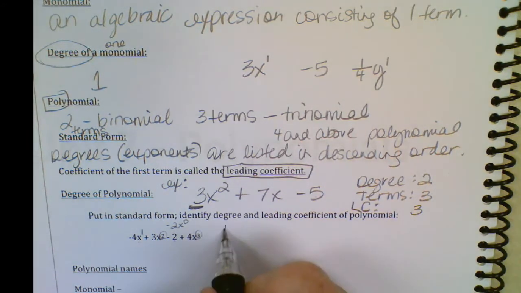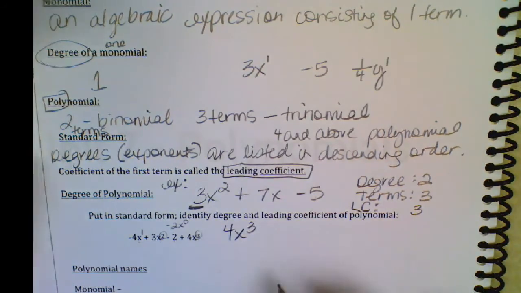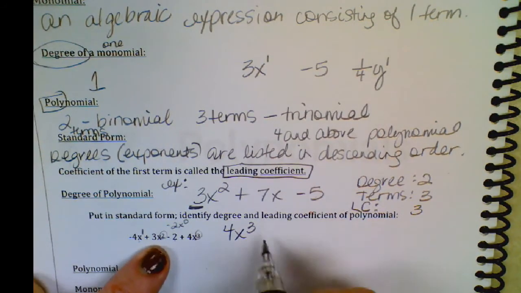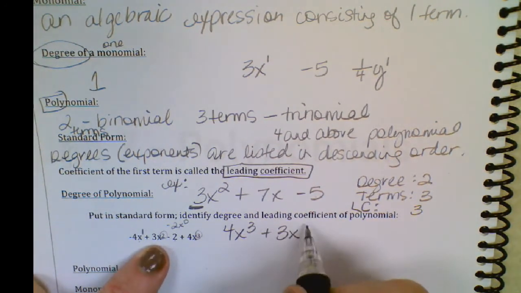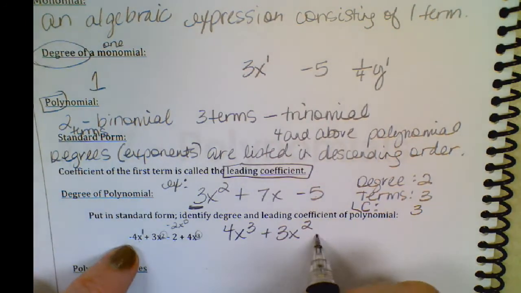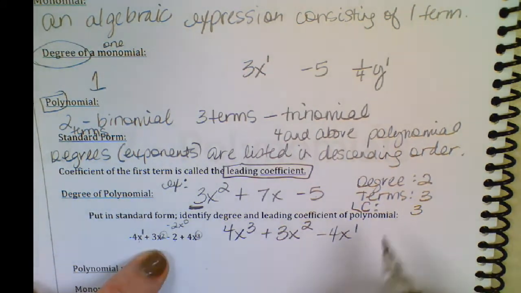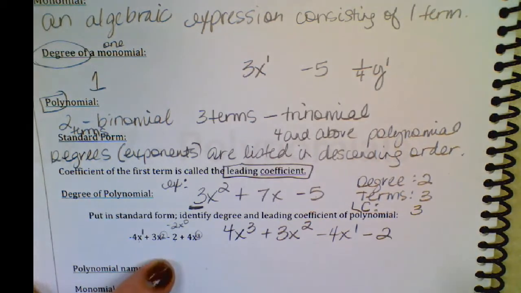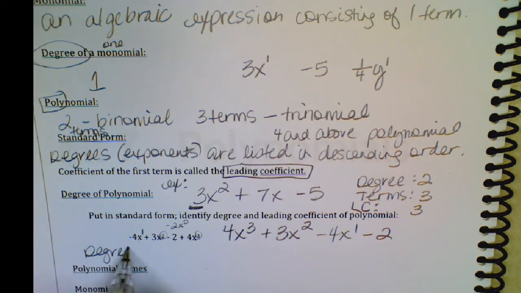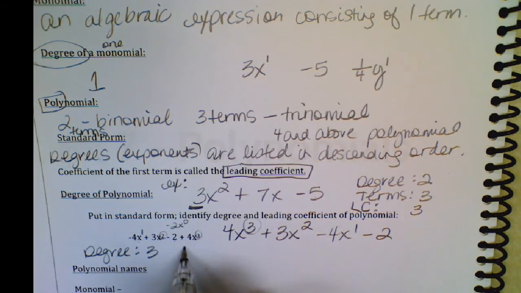So I'm going to put my x cubed first, then x to the second. So it'll be 3x to the second. Then my x to the first, and then my constant. So my degree of this is the largest exponent, which would be 3. I have, in this case, 1, 2, 3, 4 terms.